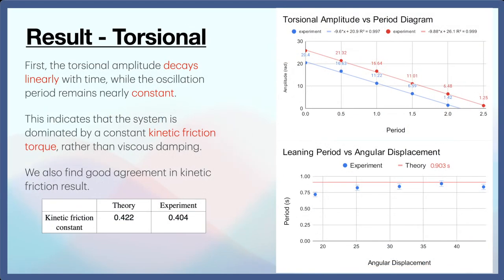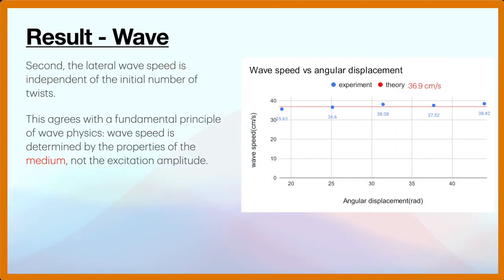We obtained three key physical results. First, the torsional amplitude decays linearly with time, while the oscillation period remains nearly constant. This indicates that the system is dominated by a constant kinetic friction torque, rather than viscous damping. We also find a good agreement in kinetic friction results.